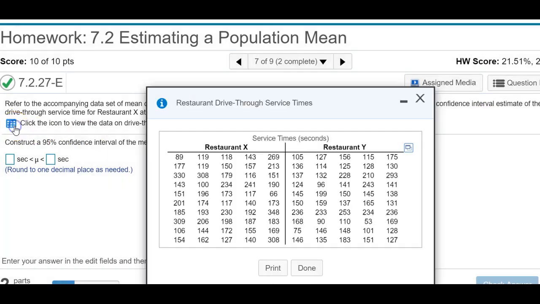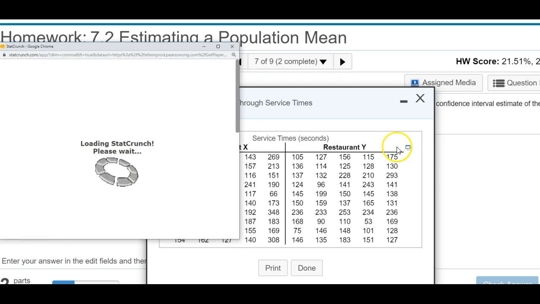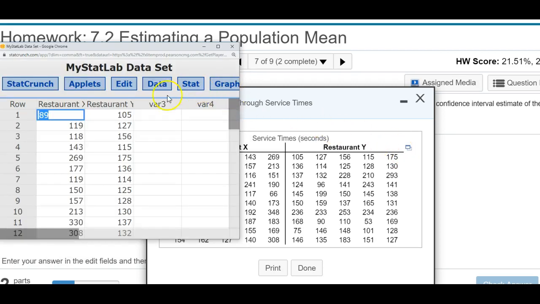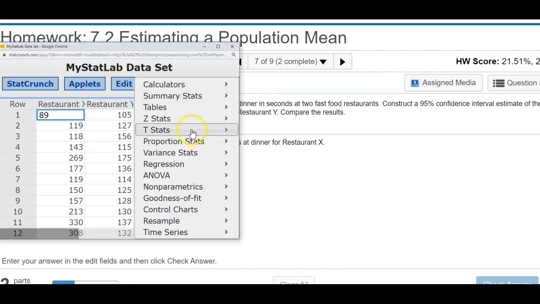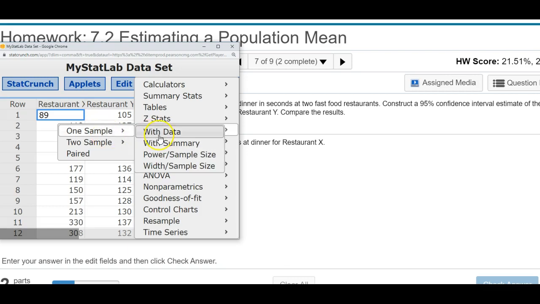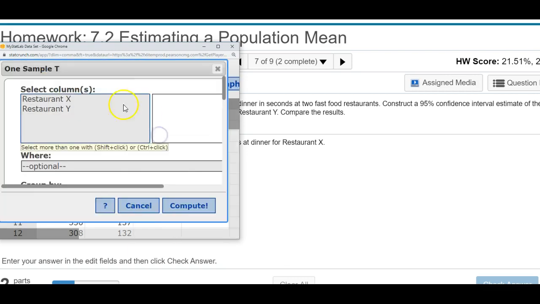So if I open up the data, I can copy it to StatCrunch, so I can open it in StatCrunch. Go ahead and do that. And then here, when I go to the statistics, I'm going to look at the t-statistics for one sample with data. When I do that, it says, okay, what do I want to look at? Do I want to look at X or Y?